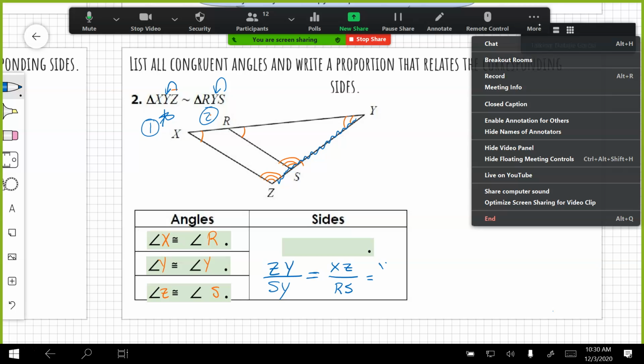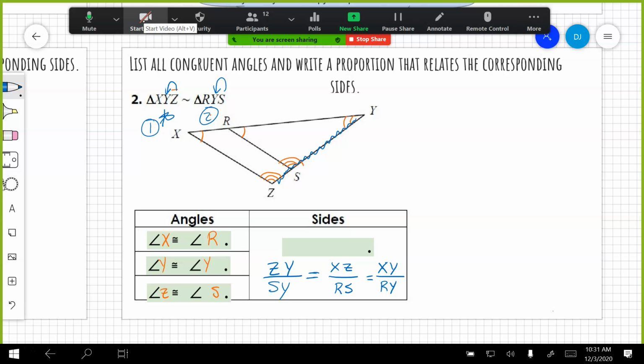XY. Perfect. So that's going to be the first and the second. First and second of the second triangle is? RY. Yeah. And there we go. We've got our three relationship sides, our ratios. And when we have numbers, those are all going to simplify to the same exact ratio. All right.